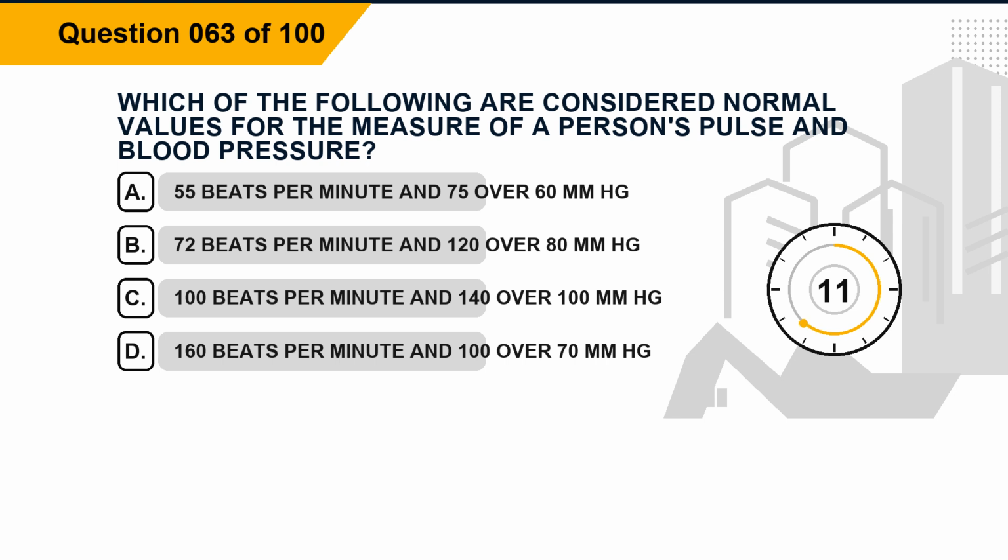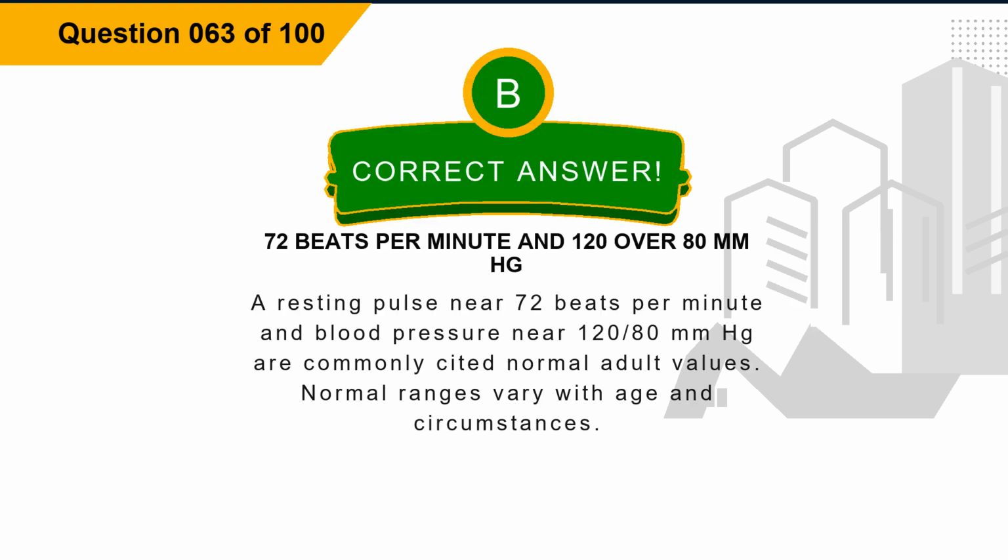Option C, 100 beats per minute and 140 over 100 mm Hg. Option D, 160 beats per minute and 100 over 70 mm Hg. The correct answer is option B, 72 beats per minute and 120 over 80 mm Hg. Explanation. A resting pulse near 72 beats per minute and blood pressure near 120/80 mm Hg are commonly cited normal adult values. Normal ranges vary with age and circumstances.